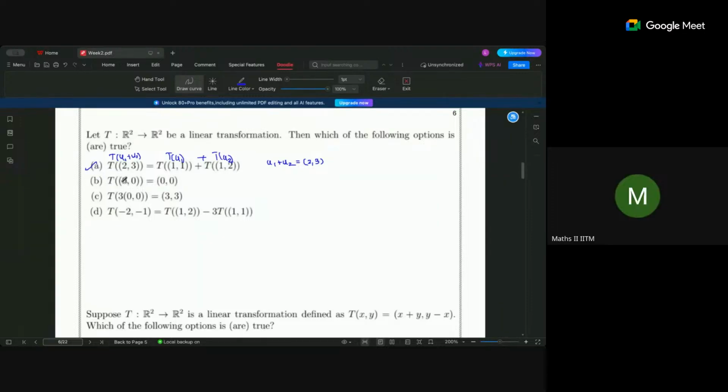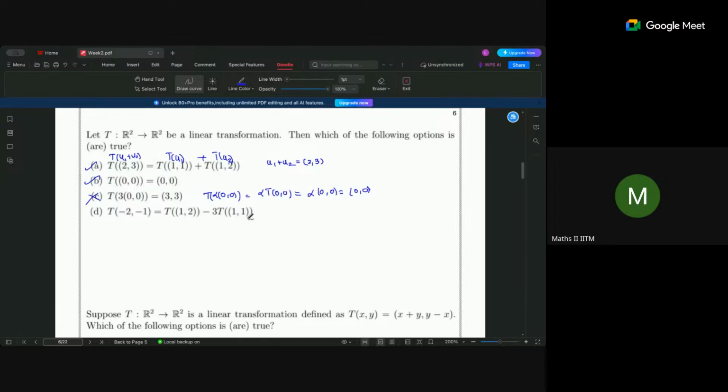True. What about B? You don't have to do any calculation. Straight away you can tell. True. What about C? You have T of alpha times (0, 0). According to the scalar multiplication property, it is alpha times T of (0, 0). But what is T of (0, 0)? It is 0. So it is alpha times (0, 0), which is (0, 0). But it is given as 3 comma 3. So is it true or false? False.